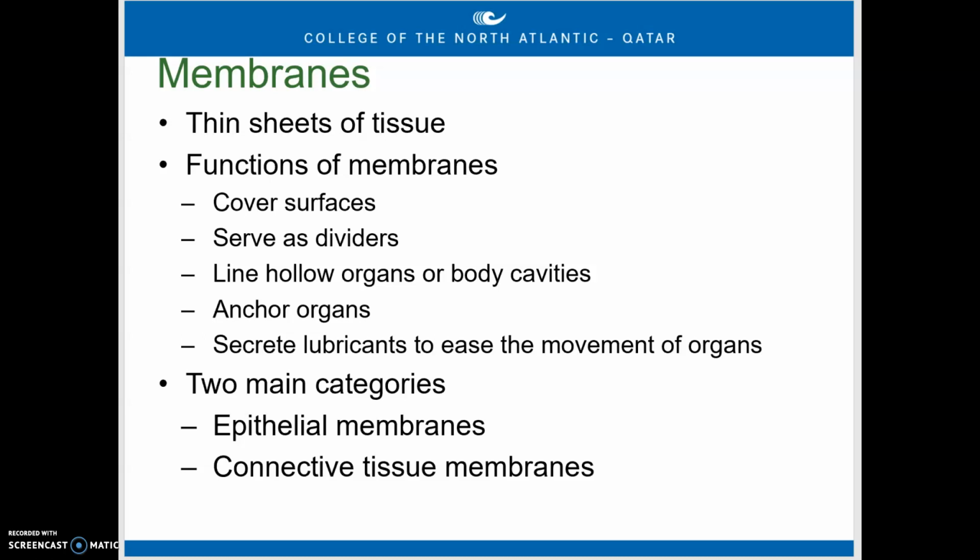They cover surfaces. They help to anchor organs, keep them in place. And some of them even secrete lubricants, so that'll help organs move around and stuff like that. So they have a lot of important functions. We can have membranes that come from two different sources. We can have epithelial membranes and we can have connective tissue membranes. So let's go and talk a little bit more about those.